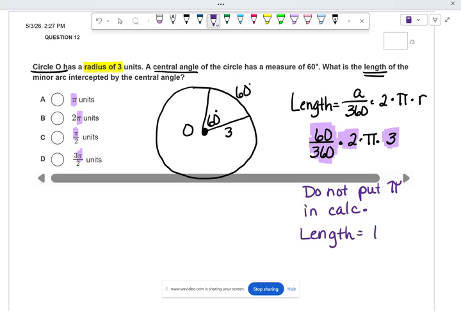But don't forget, we got to put the pi on it. 1 pi is just simply pi. So the answer would be pi, which is answer choice A. Remember, there's understood to be a little 1 there in front of that pi. Final answer, number 12, is 1 pi, or simply pi units.